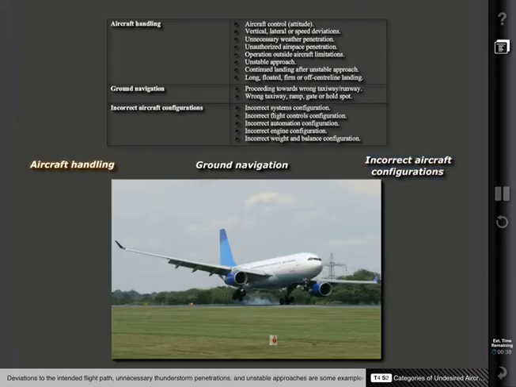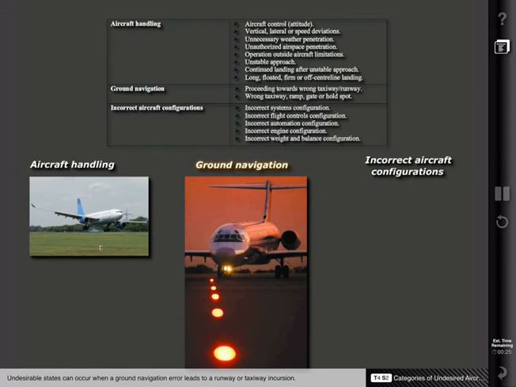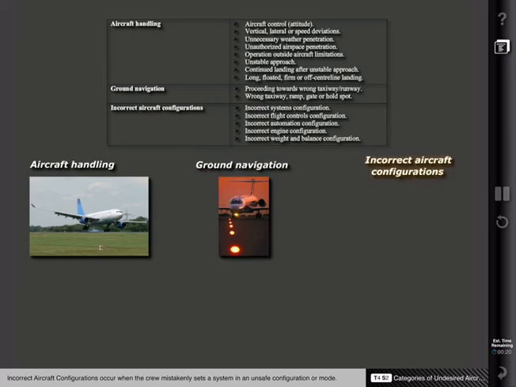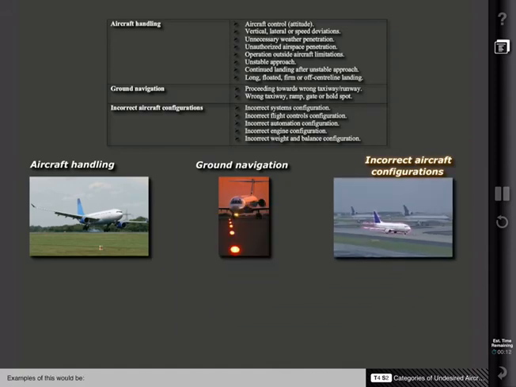Deviations to the intended flight path, unnecessary thunderstorm penetrations, and unstable approaches are some examples of an undesirable state from aircraft handling. Undesirable states can occur when a ground navigation error leads to a runway or taxiway incursion. Incorrect aircraft configurations occur when the crew mistakenly sets a system in an unsafe configuration or mode. Examples of this would be a fuel imbalance, an incorrect automation mode, or an incorrect flight control configuration.